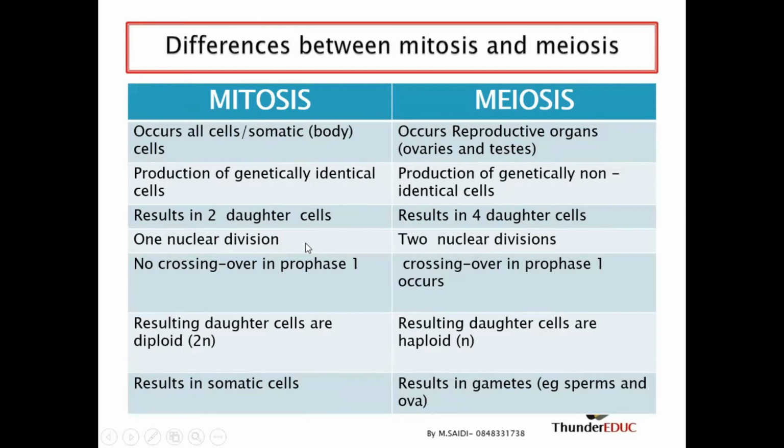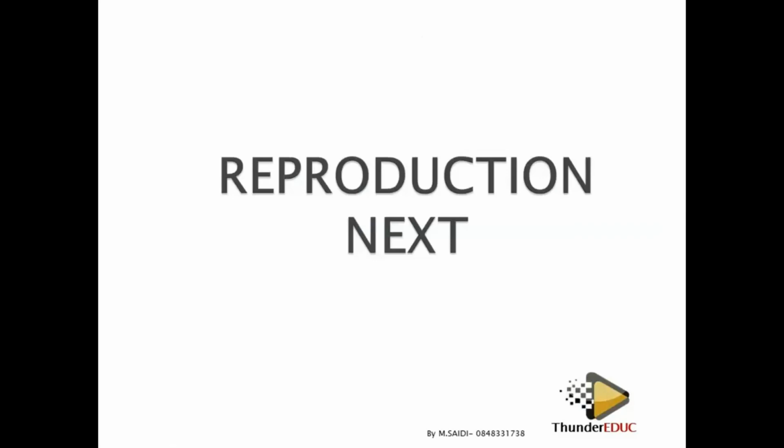Then you have one nuclear division in mitosis. We don't have mitosis one and mitosis two, no. So it means that the nucleus divides once. That's why we say one nuclear division, while in meiosis we have two nuclear divisions. In meiosis, crossing over takes place in prophase one, while in mitosis there is no crossing over in prophase. That's why the cells are always identical. Then mitosis results in daughter cells being diploid. You start with diploid 2n, you end with diploid 2n. While in meiosis you start with diploid 2n and end with haploid 1n. You see? Yes. Then mitosis results in somatic cells, while meiosis results in gametes. So basically, those are the differences between meiosis and mitosis.